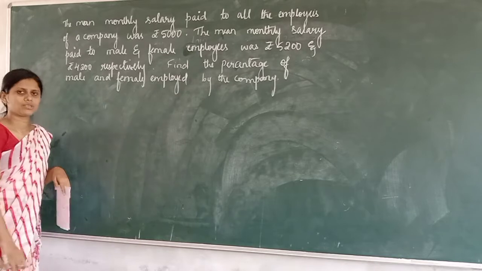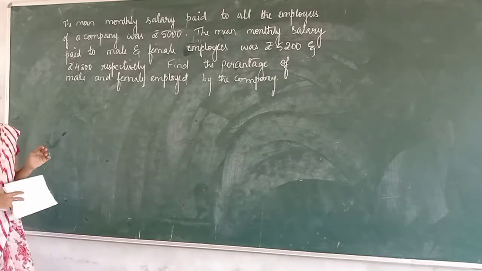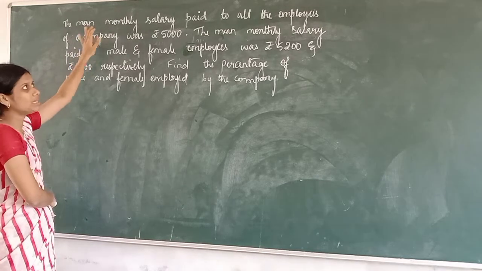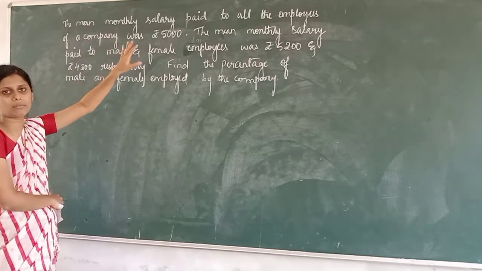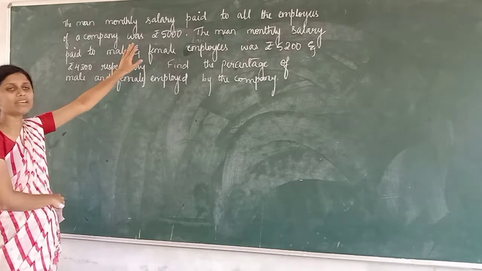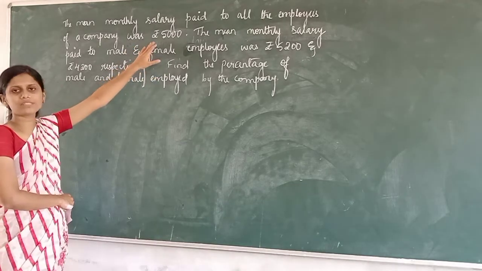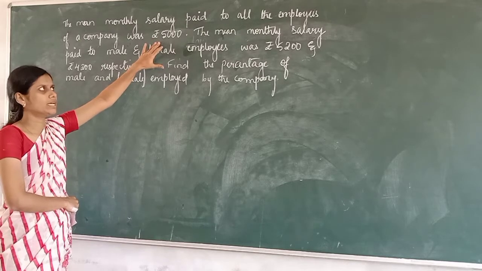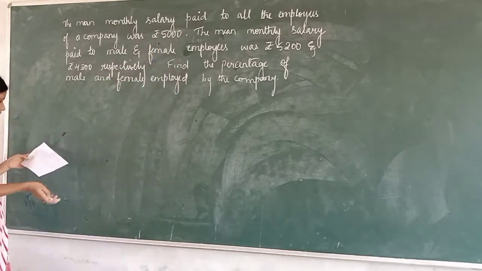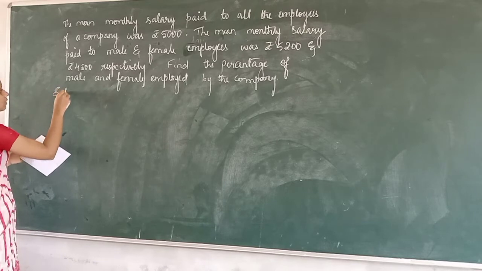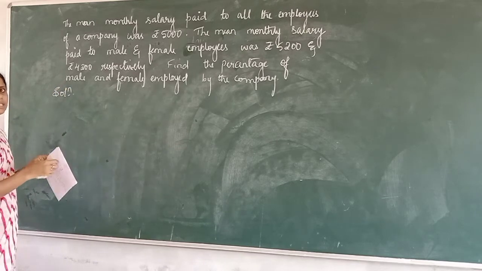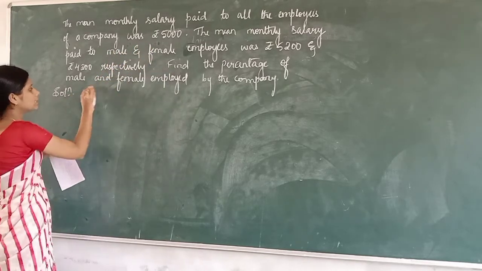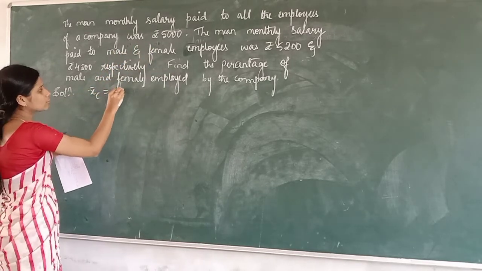So this is the question where the information relating to the combined mean is provided. Here it is given that the mean monthly salary paid to all the employees, that means it includes both male and female employees, is rupees 5,000. This 5,000 is nothing but the combined mean. So in the solution, first of all we are going to write the information which is given. So this 5,000 is nothing but the combined mean, that means x bar c is equal to 5,000.